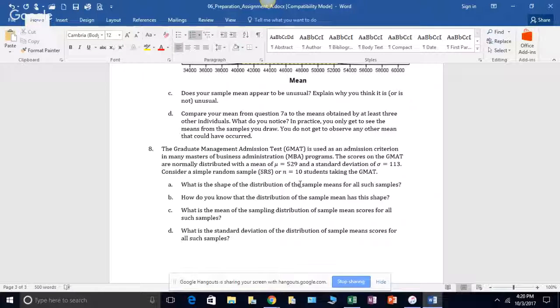Yeah, see, what I don't understand is when it comes to a normal distribution, it's when there's a large number to conclude from that. Well, it says, what is the shape of the distribution of the sample means for all such samples? How do you know? Graduate management admission test scores used in admission criterion are normally distributed with a mean of 529 and a standard deviation of 113. So we're considering a simple random sample for 10 students taking it.